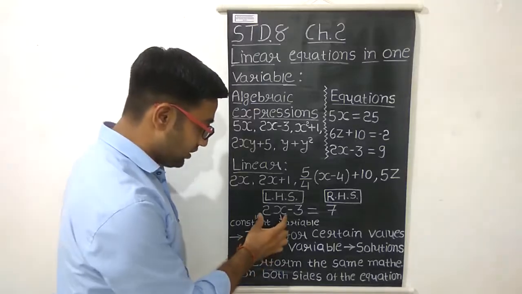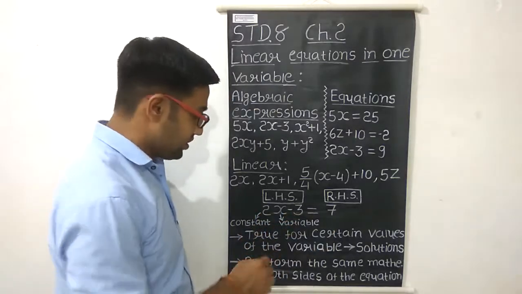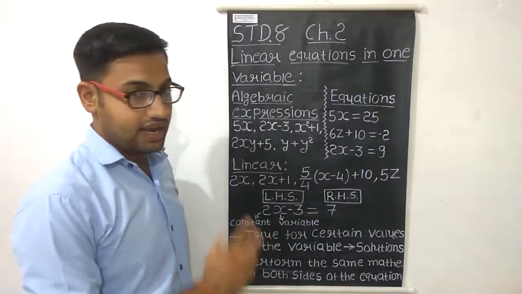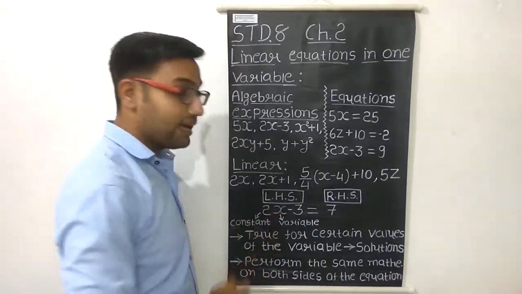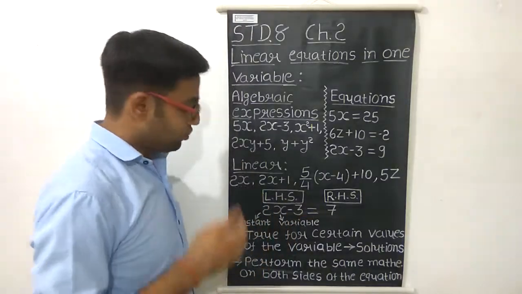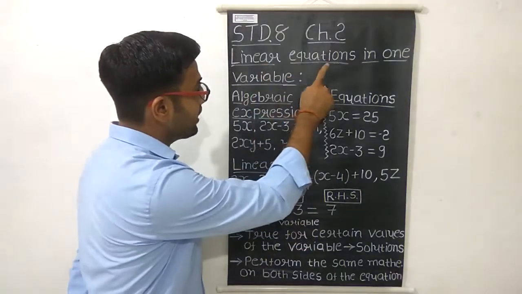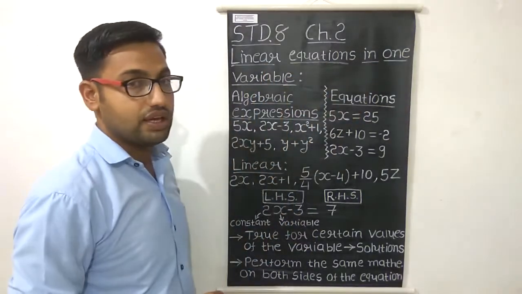One example is 2x minus 3 is equal to 7. You can notice that there is only one variable, that is x. Also the power of x is 1. Is there an equal sign? Yes. So we can say that this is a linear equation in one variable.